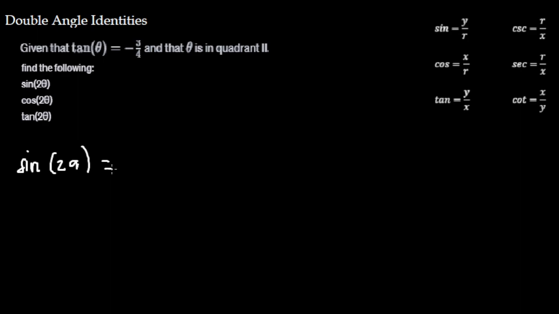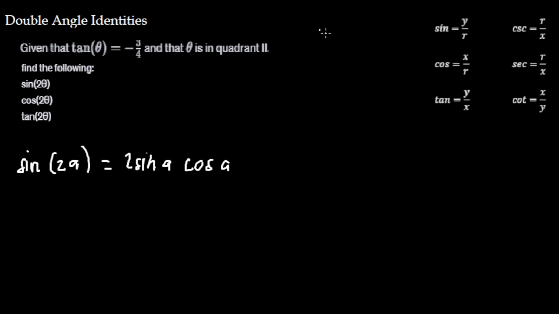Sine of 2A is equal to 2 sine of A cosine of A. Now, looking back at the problem, we don't have the values of cosine of A and sine of A. But we can use the 6 trigonometric ratios to find the values for sine and cosine.